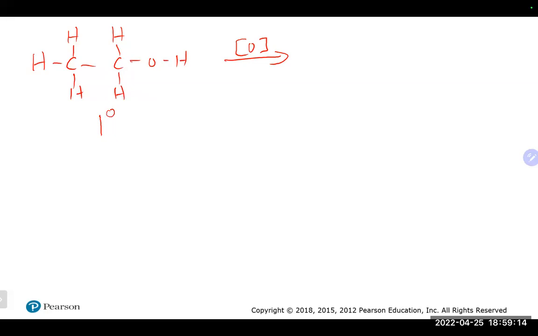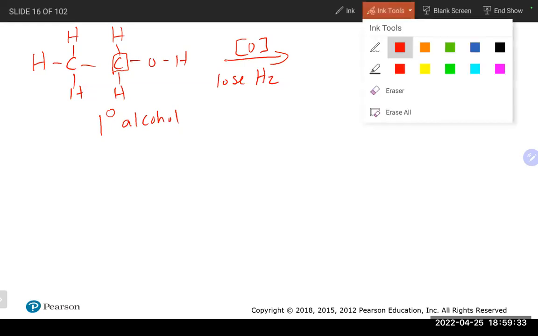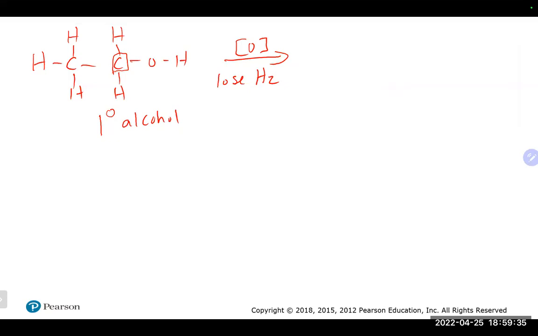It's a primary alcohol. Again, looking at this one, it has 1 carbon directly attached to it. But the definition of oxidation that occurs with primary alcohols is we will lose H2. Where does the H2 come off of? Well, it will always come off of these 2 locations: the carbon and the hydrogen. So those 2 is where the hydrogens come off, and you get H2 that pops off, obviously.